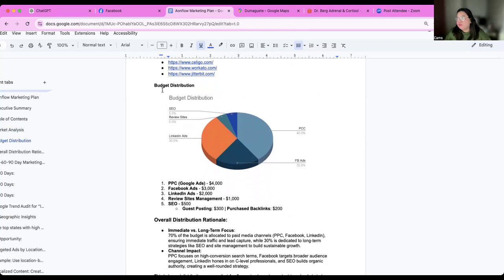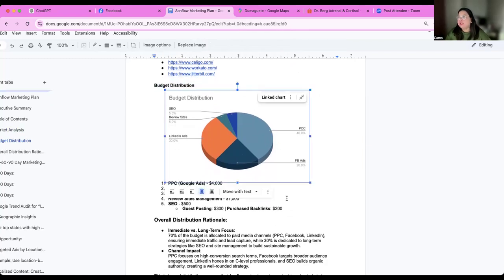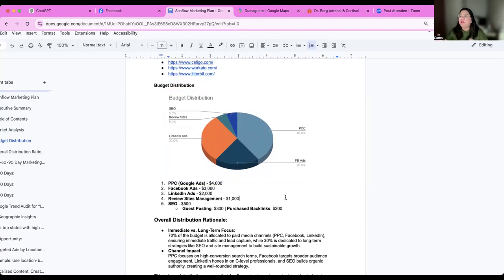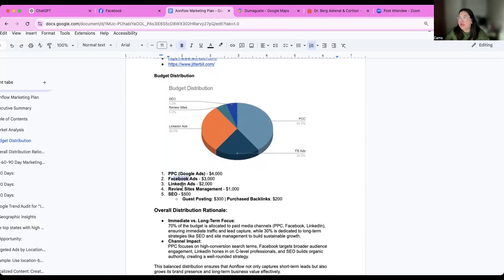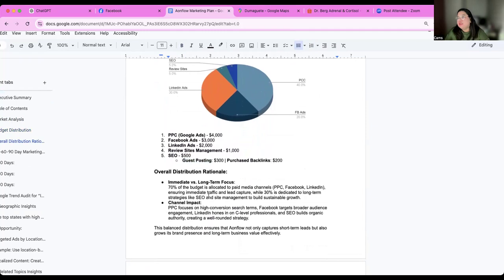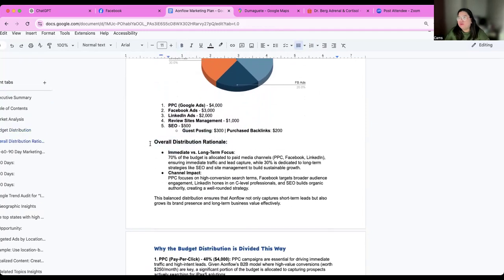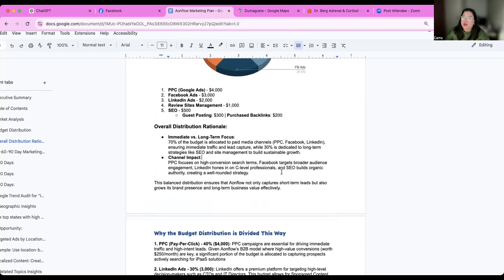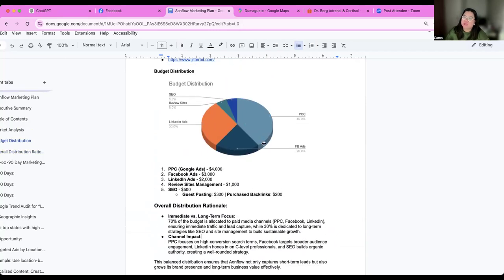And next will be the budget distribution. So I have here a display, this is a graphic, so it's easier for them to digest how I allocate budget based on the channels. So I have here PPC, Google Ads, LinkedIn, SEO, and then review sites. For SEO, I recommended some purchasing of guest posting and then purchase of backlinks. I also added here a summary for the overall distribution. So ito yung mga immediate and then long-term goals and then channel impact as well. So they can understand why I came to splitting this budget this way.